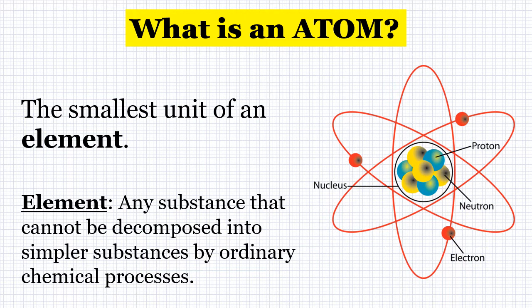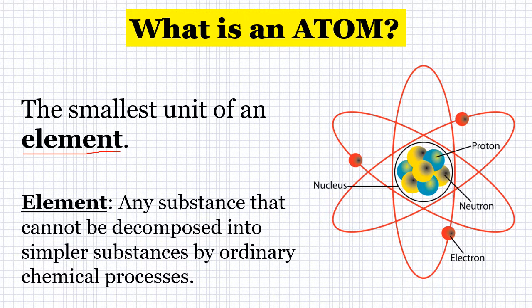So what is an atom? An atom is the smallest unit of an element. Okay. Now that word element is any substance that cannot be decomposed into simpler substances by ordinary chemical processes.